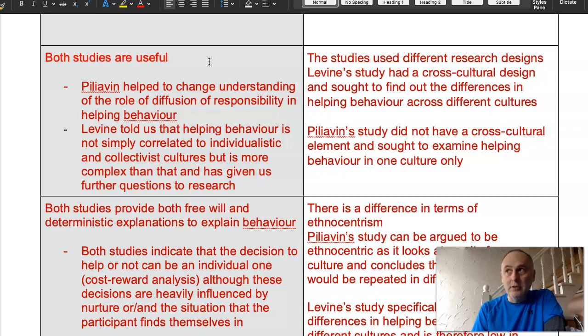Now, remember, usefulness is something that you can use in lots and lots of different ways. You could have said, for instance, that they're both useful because they produce ecologically valid data. Fantastic. Okay, you could use it that way. You could say that they're useful because they use standardized procedures and therefore produce reliable data. Excellent. Again, all of those are absolutely fine. Link it back to methodological issues should you wish.